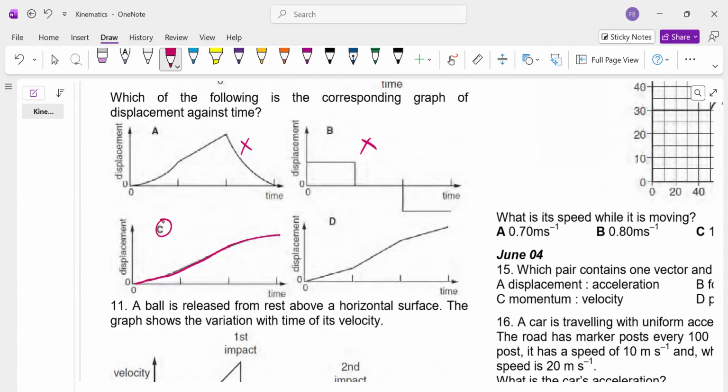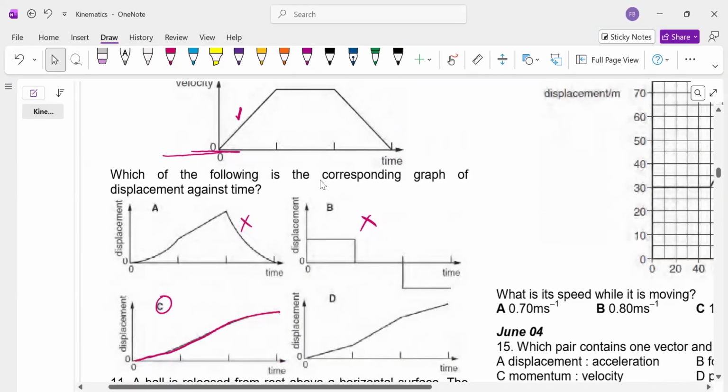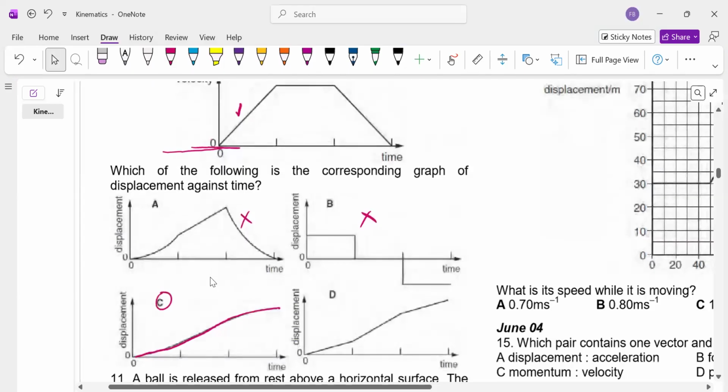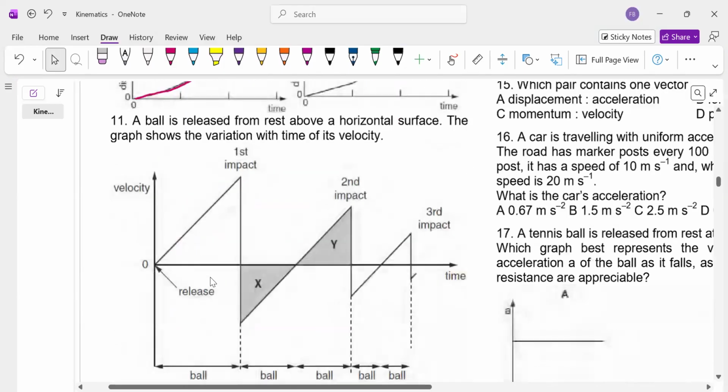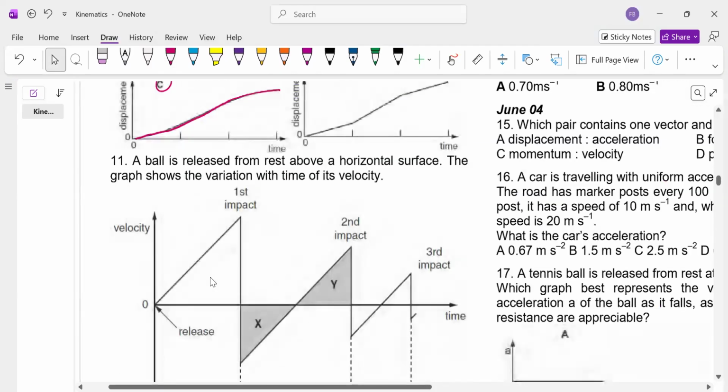It can't be D. Why can't it be D? Because it's too steep. They have not shown any variation. This is not steep. This is steep, but in this, at different instants the velocity is not constant everywhere. There is variation in this graph. Are you clear with this? Okay. Then you have this 11.